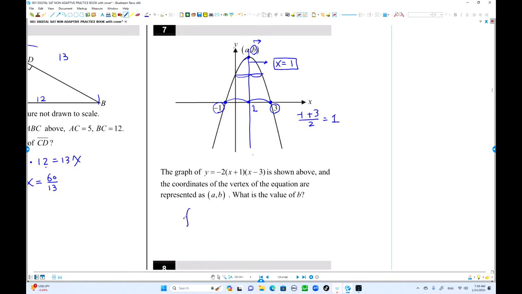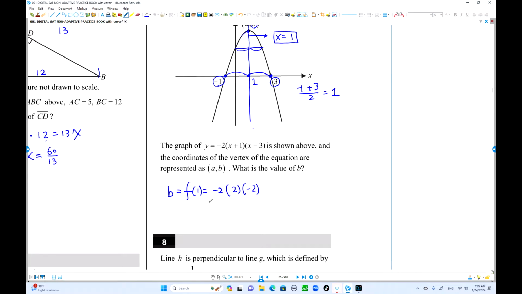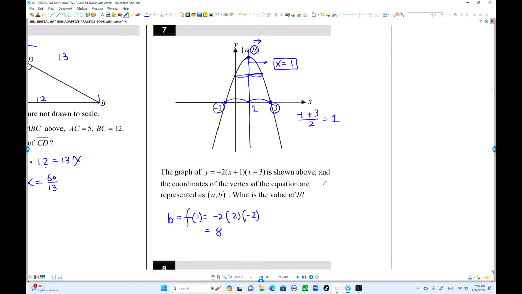So put this number, x is 1, in to find the y-coordinate, which is B, okay? So over here, put this number 1 there. Negative 2 times (1 plus 1), that is 2, and (1 minus 3), negative 2. This is the value of what? B, right? This is B. So when you calculate, that is 8. Okay? So the coordinates of the vertex will be (1, 8). But they're asking you for this number, 8. So the answer is 8. Okay?